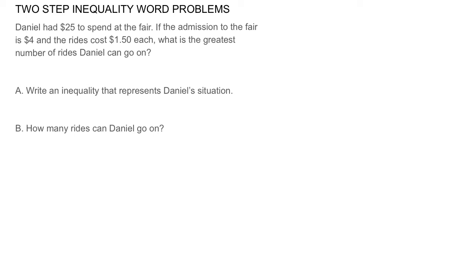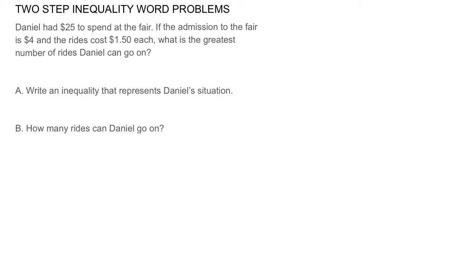So looking at this problem, Daniel had $25 to spend at the fair. If the admission to the fair is $4 and the rides cost $1.50 each, what is the greatest number of rides Daniel can go on? I know this is an inequality because there's not a specific answer. There's a set of answers he could go on. It says, what is the greatest number of rides? Well, we can still leave it as an inequality because it'll show us what that answer would be.